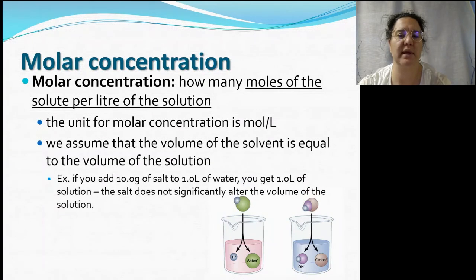So one of the ways we can calculate concentration is by looking at the molar concentration. This is how many moles of the solute per liter of the solution that there are. Now, the unit for molar concentration is moles per liter. And we assume that the volume of the solvent is equal to the volume of the solution. So if we add 100 grams of salt to 1 liter of water, we get 1 liter of solution. The salt does not significantly alter the volume of the solution. So the volume of our solvent is our total volume.